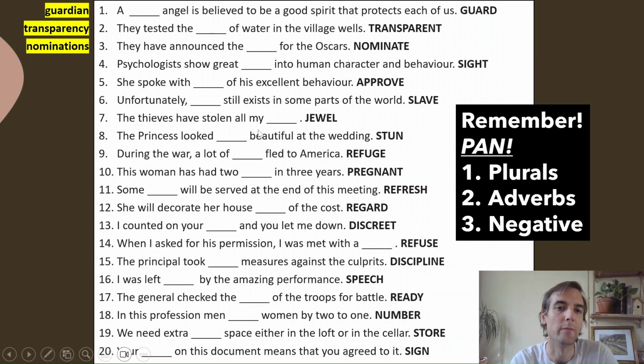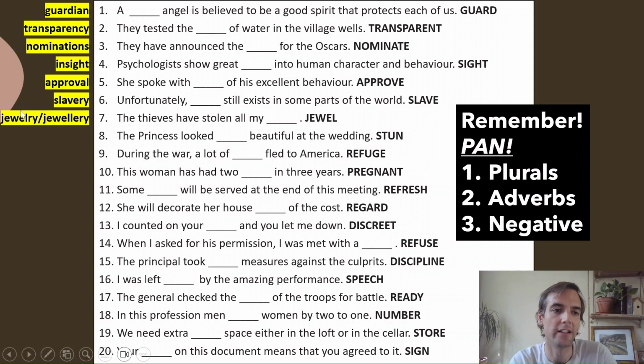Transparency is the noun. Nominations, great one for plural this, because we're talking about the Oscars. There's not only one nomination, is there? There's lots. So context, it must be plural. Insight, really common. Insight into something, not just for part 3. You can also find that on part 2. Insight into. Number 5, I said this before, it's the same as arrive. Arrive, arrival, approve, approval, because it's excellent behaviour. Be careful. If it said appalling behaviour, disapproval. So I'm always thinking about how do I transform these words for the sentence. The what still exists would be slavery, jewellery, depending on if you spell normally or in a strange British way.